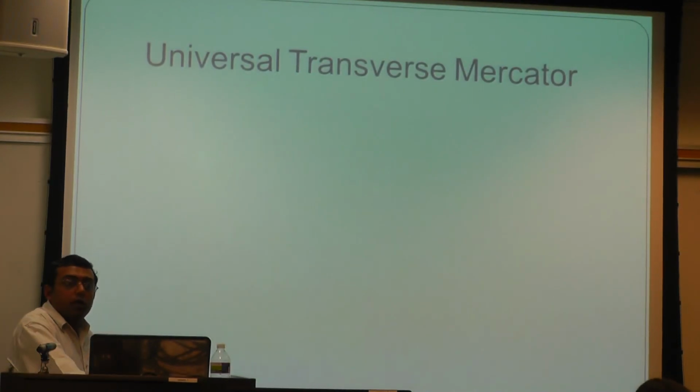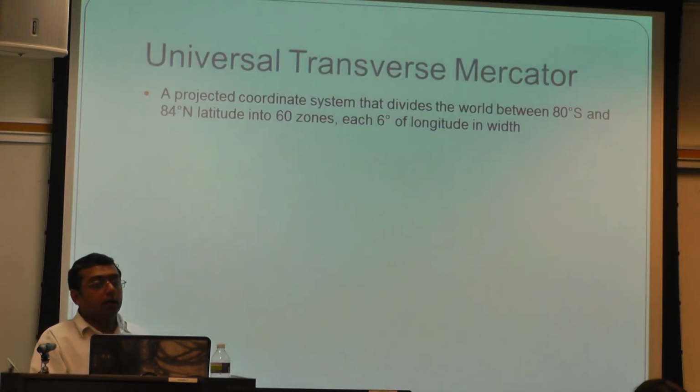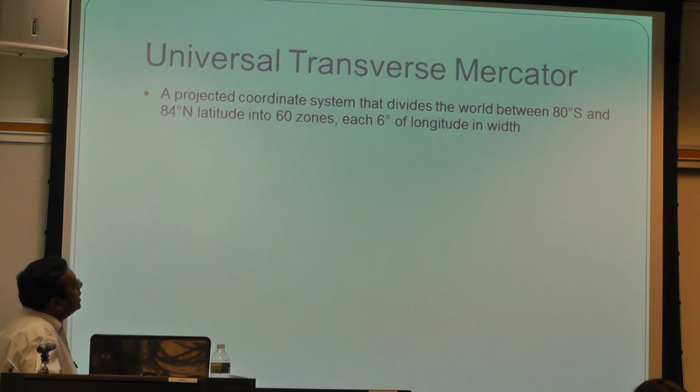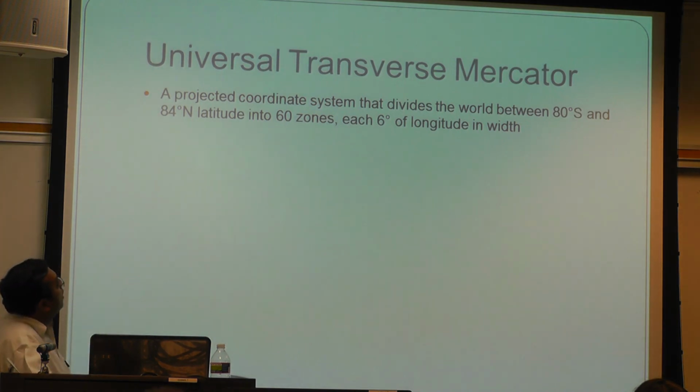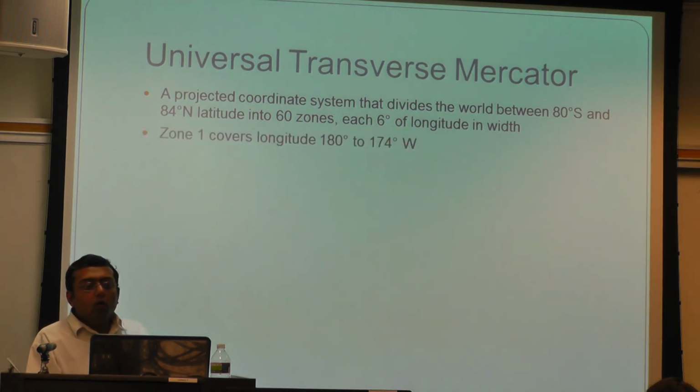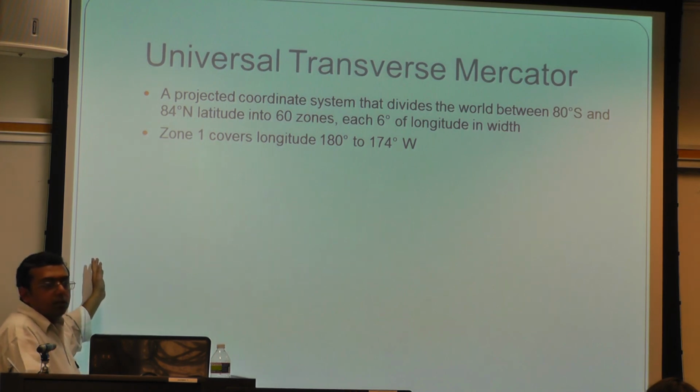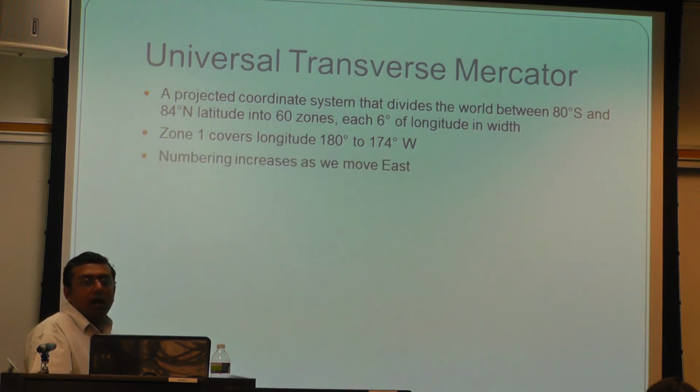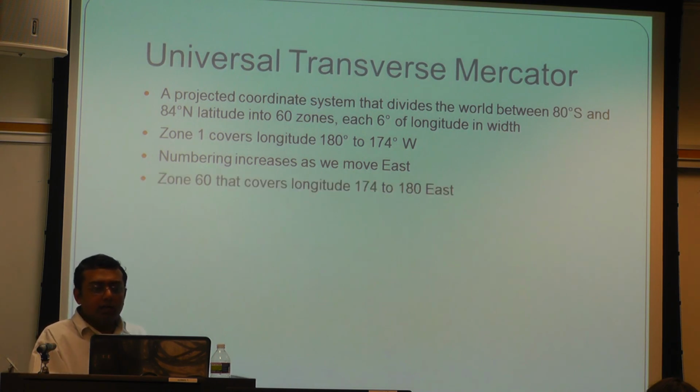Another one, which is the UTM. And the UTM, for those of you who study microdata, this is what you would need. UTM basically is a projected coordinate system which divides the world into various zones. So you look at the world between 80 degrees south and 84 degrees north, and this area is divided into 60 zones, with each zone having a width of 6 degrees in longitude. So zone 1 covers 180 degrees to 174 degrees west. And the numbering increases as we go to the east, and finally zone 60 ends at the other end.